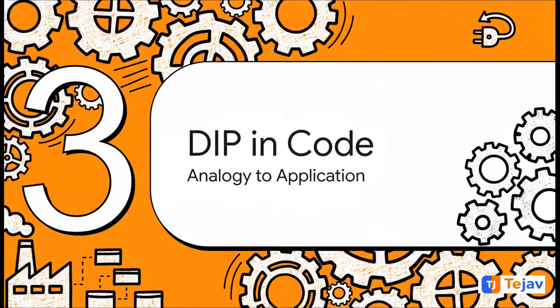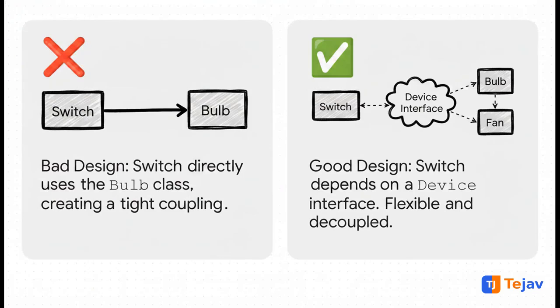Okay, the analogy makes sense, but how does this actually look in our code? Let's take what we've learned from our switch and bulb and apply it to a real software application. All right, let's check out the code side by side. Over on the left, you see the bad design. See how the switch class is directly creating a new bulb object? That hard-coded dependency means that switch is forever stuck with that bulb.